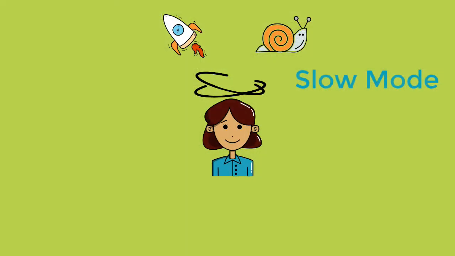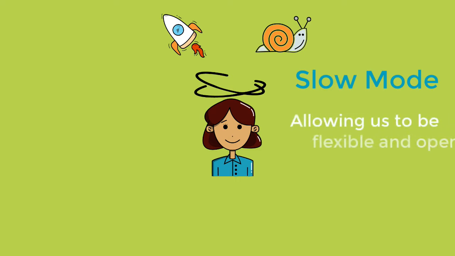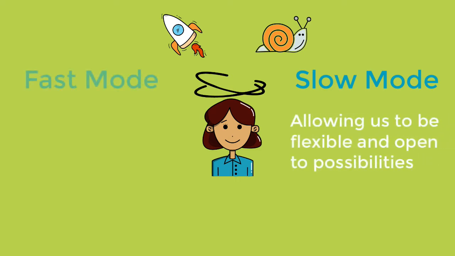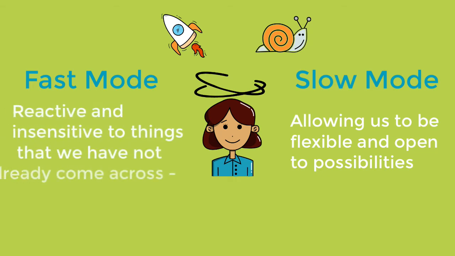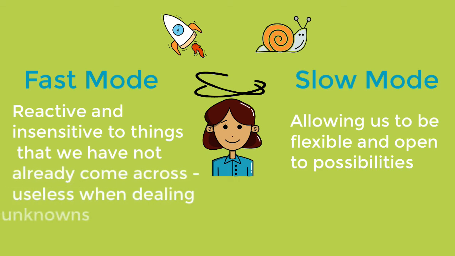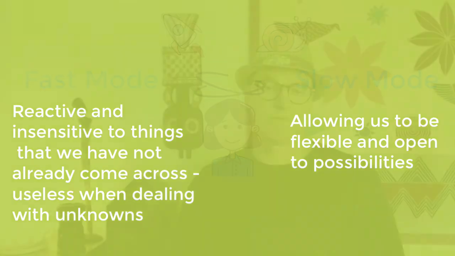Abductive reasoning allows us to be agile. Any new data can change rapidly the trajectory of our thinking. This is only possible with visual sense-making in the slow mode, allowing us to be flexible and open to possibilities. In comparison, the fast mode is reactive and insensitive to things that we have not already come across, therefore useless when we are dealing with unknowns.